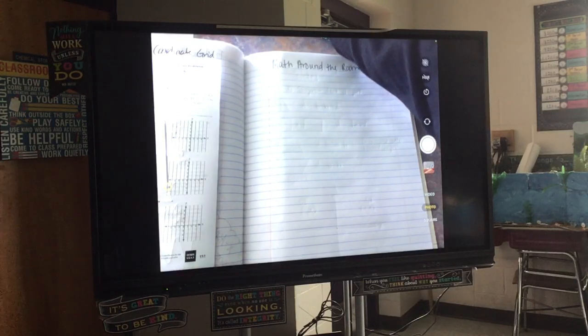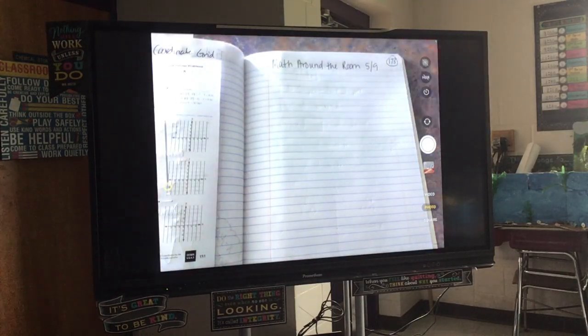Alright, as you can see, if you look around the room, I put up word problems. These are all area questions. Okay? I do not want you to write on them, obviously. I want you to write in your notebook.